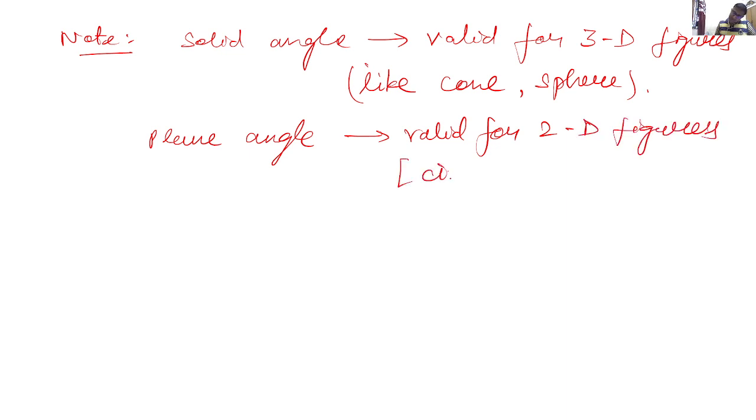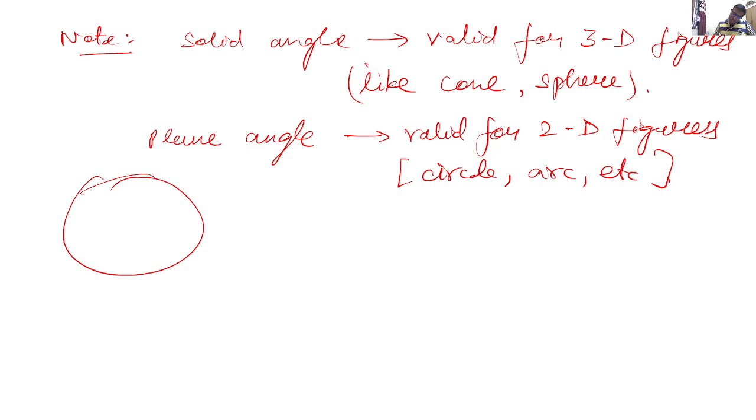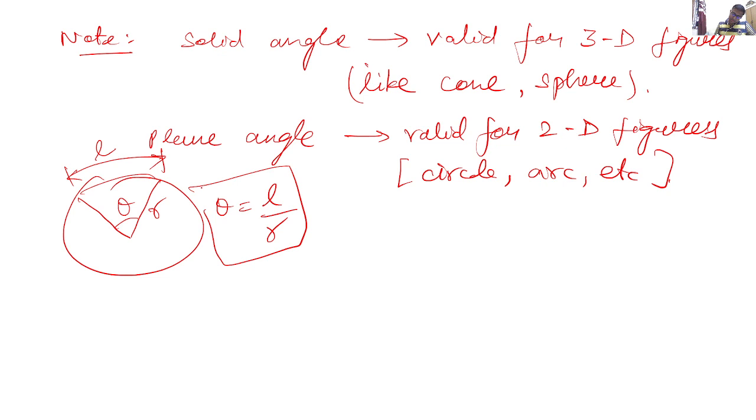Like, let us say, a circle, an arc, etc. So the plane angle, let us suppose this is a circle and it extends an arc L. The plane angle theta, if the radius of the circle is r, is straight away L by r, the arc length to the distance of the radius. So the plane angle is very straightforward, and the solid angle is also quite straightforward after what we discussed today.